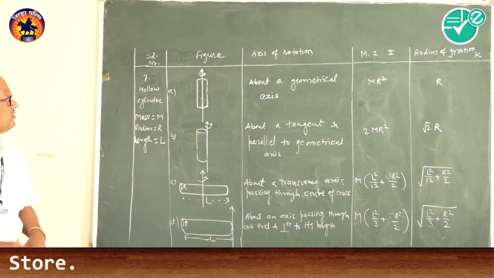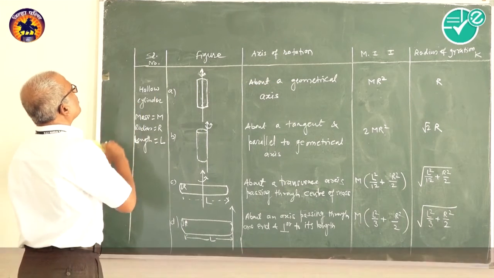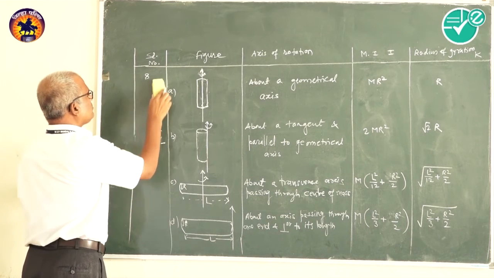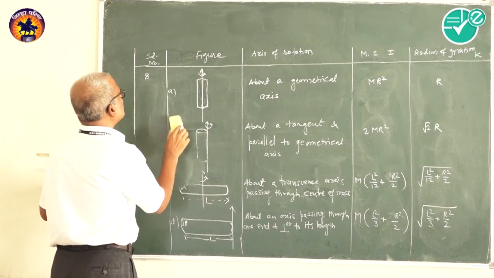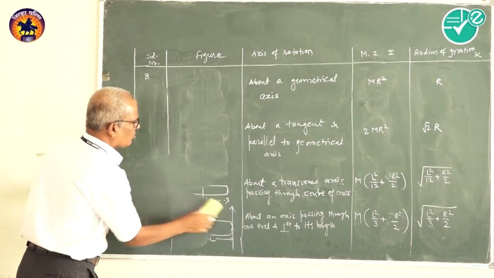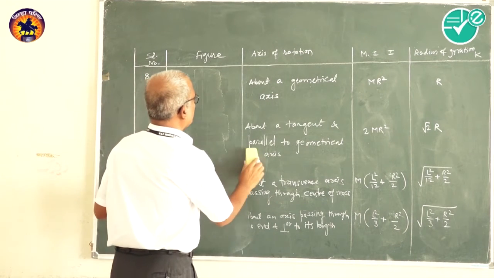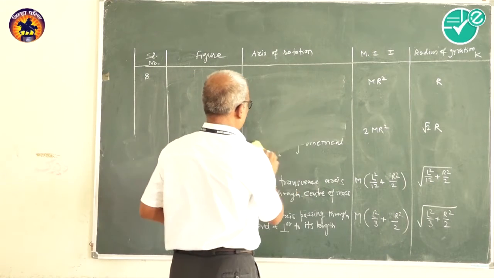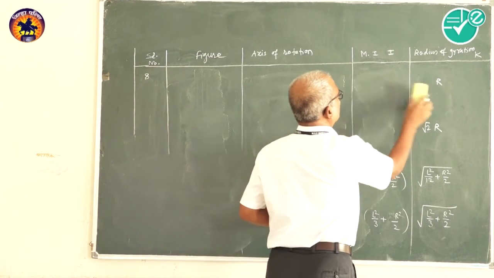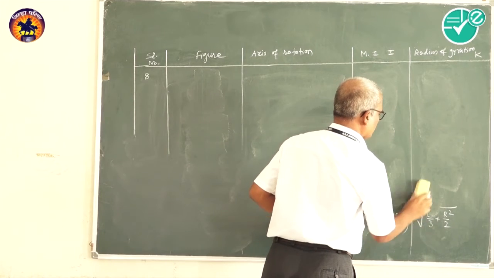Now the last one is the rectangular sheet. Rectangular sheet, that we will explain here. Then we conclude about this and then we solve certain problems.